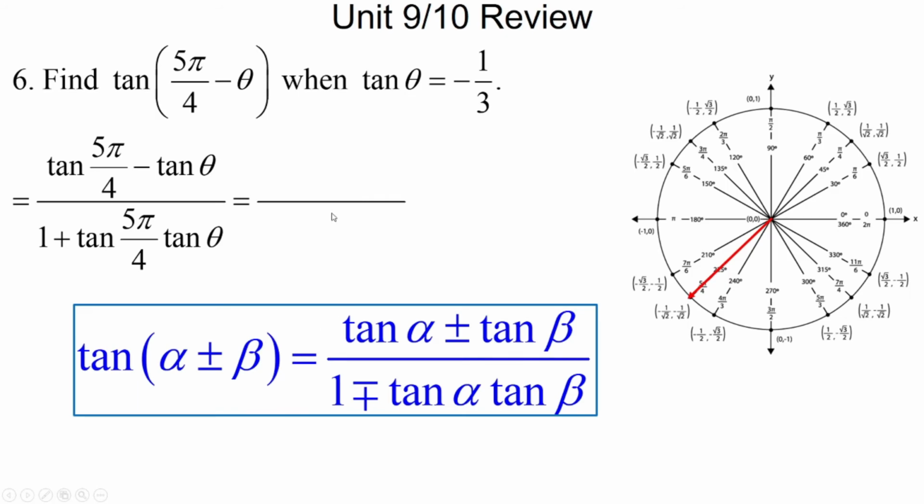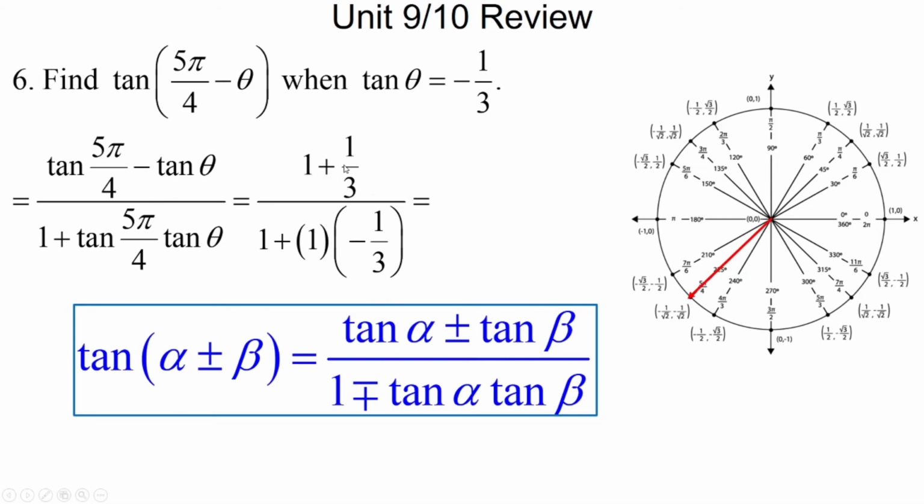So that's going to be, well, looks like right now I'm not simplifying that yet. I'm just putting in tangent of 5 pi over 4. That's going to be a 1, you guys. Minus tangent of theta, minus negative 1/3, or plus 1/3. Okay, and then 1 plus, all right, and tangent of 5 pi over 4 is still 1, and tangent of theta is still given as negative 1/3. Now let's do the arithmetic, and we are done.